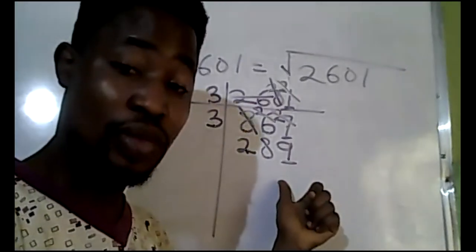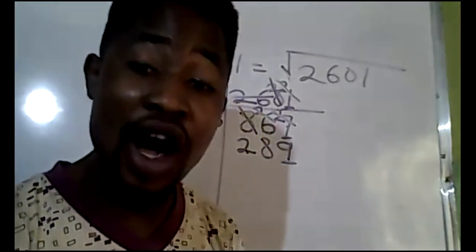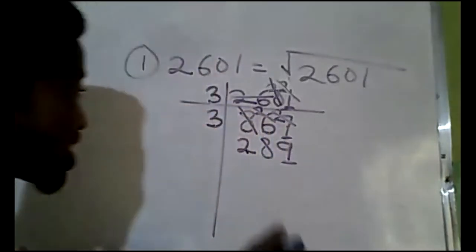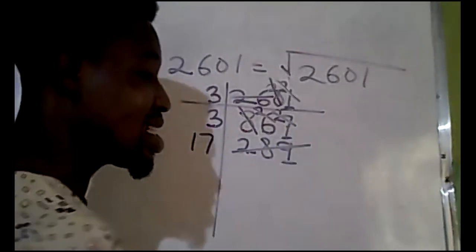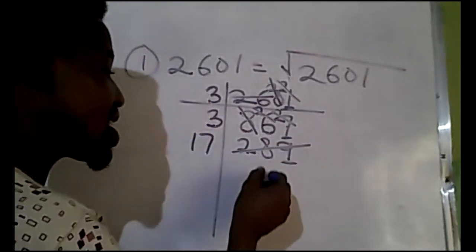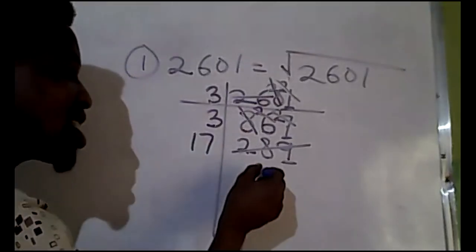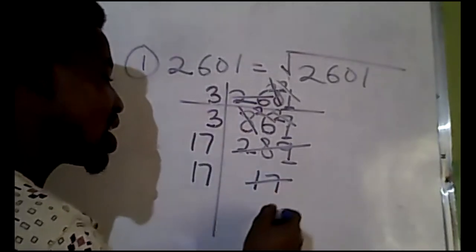The next prime number after 5 is 7. Cannot be divided by 7. So you try, but it is 17. It is 17 that will divide this number. 17 in 289. Try it out over there. 17 in 289 is 17. So what will divide 17 again is 17. 17 divided by 17 is 1.